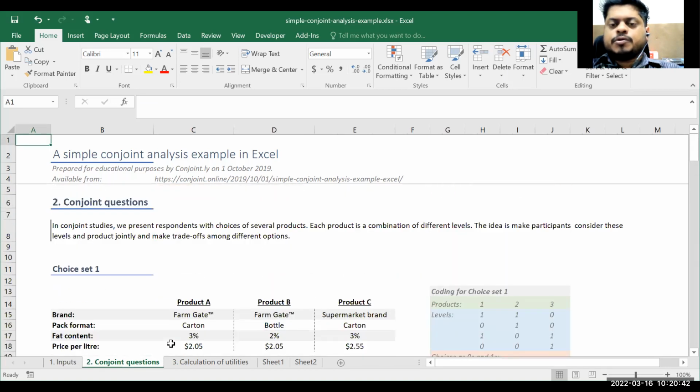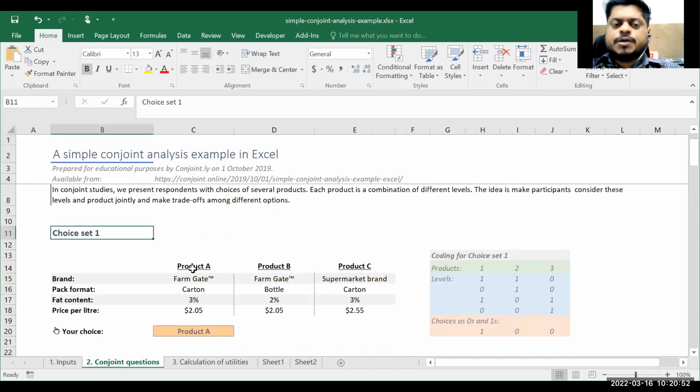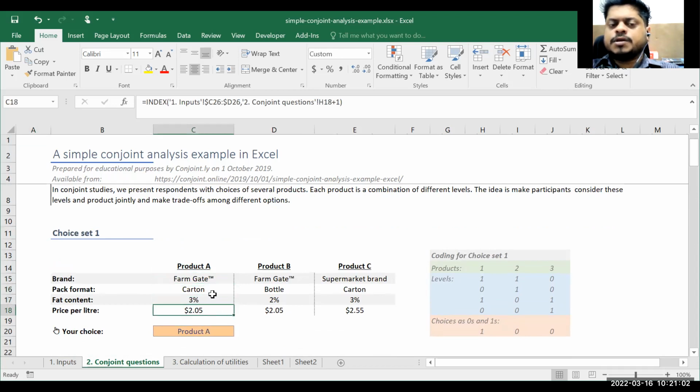So what are we actually going to ask in a conjoint? If you remember the same exercise I had asked you to complete, it is creating different product sets. In choice set one, let's say it created a concept. It has taken brand farm gate, pack format carton, fat content 3%, at $2. So this is product A. This is product C. Now what I'm asking the respondent is to choose any product.